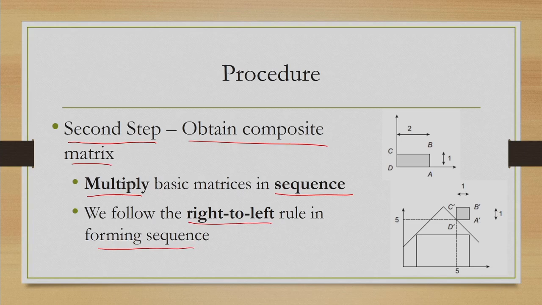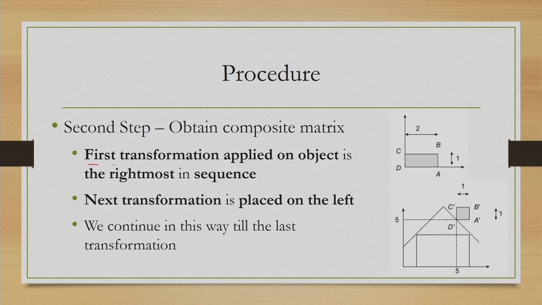Now, what does this rule tell us? The first transformation applied on the object is the rightmost in the sequence. The next transformation is placed on the left of this earlier transformation, and so on till we reach the last transformation. So, if we apply the first transformation, say T1, on the object, then it should be placed at the rightmost.